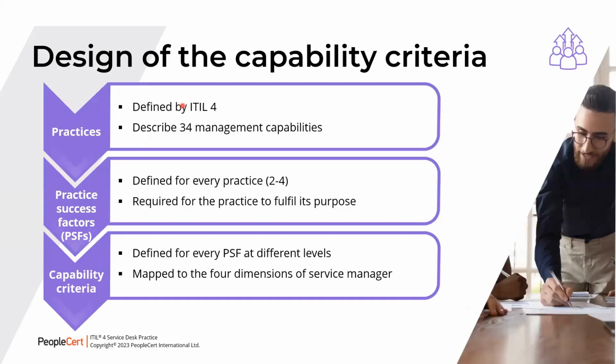Here we look at the design of the capability criteria. So we have practices which are defined by ITIL 4, which describes 34 management capabilities or practices. The practice success factors, as we have seen in this service desk practice, similarly, we have the practice success factors in all ITIL 4 practices. And there may be between 2 to 4 PSFs in each practice, and these are required for the practice to fulfill its purpose. Capability criteria, these are defined for every practice success factor at different levels for each practice. And these are mapped to the 4 dimensions of service management.